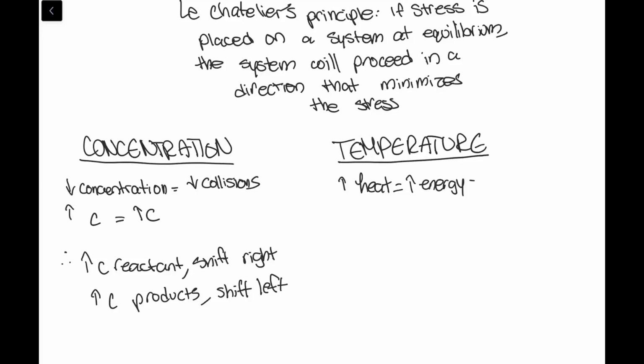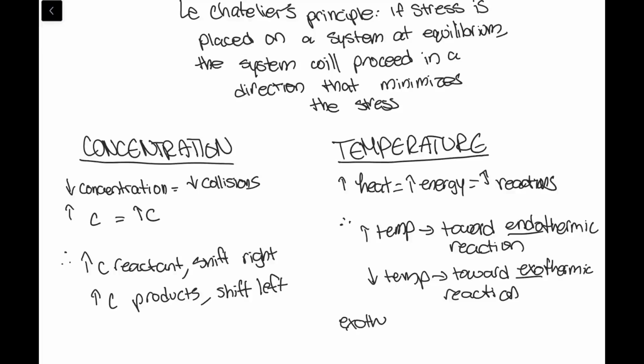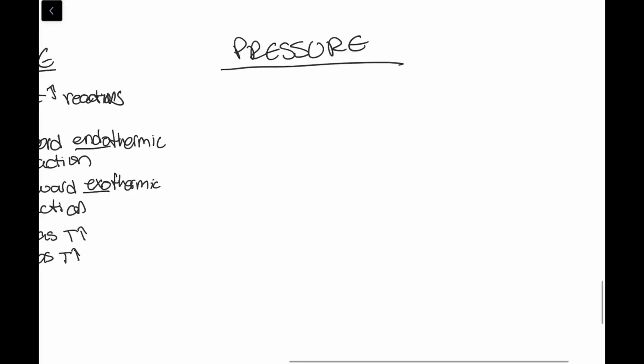Now, if we take a look at temperature, it's pretty similar. When you increase heat, you are increasing energy and therefore reactions or collisions, and the opposite is true. Therefore, if you increase the temperature, it'll shift towards the endothermic reaction, but if you decrease it, it'll shift to the exothermic reaction. Let's take a look at how temperature affects the equilibrium constant. When it's exothermic, there's a lower equilibrium constant, while when it's endothermic, there's a higher equilibrium constant with higher temperatures.